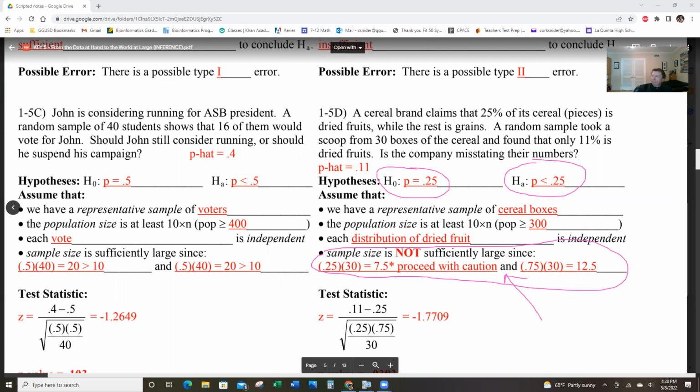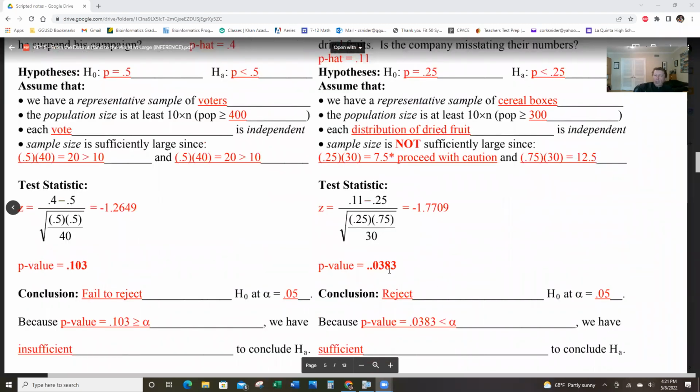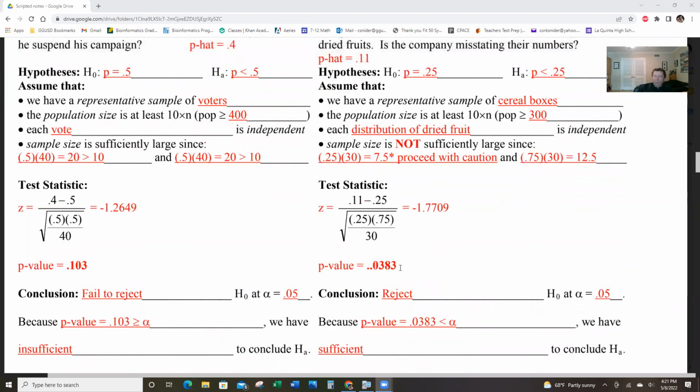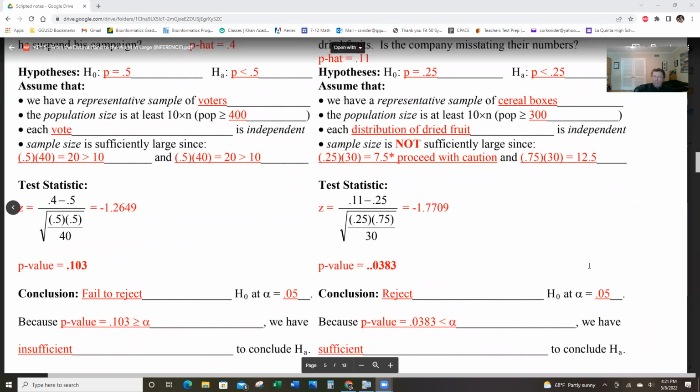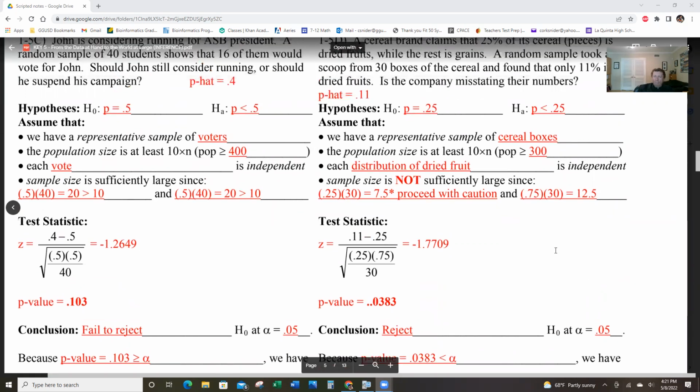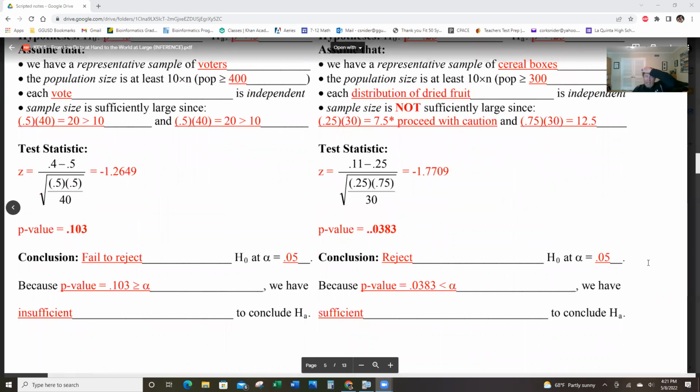So in any event, let me slide down here and show this. If you do this, you will get a p-value of 0.0383. And it'll be reject H0 at alpha 0.05. So we do have sufficient evidence to conclude HA if we had enough samples, but because we don't, we really wouldn't do the test. But I wanted to show you one that suffered from low sample size. Okay, that is lesson 17.